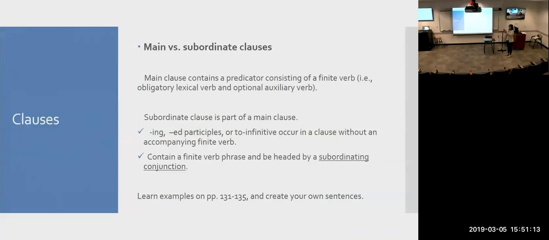Does it make sense? For example, "will arrive soon." So we have "will arrive." Now, next one. A subordinate clause is not a main clause. It's only part of the main clause.